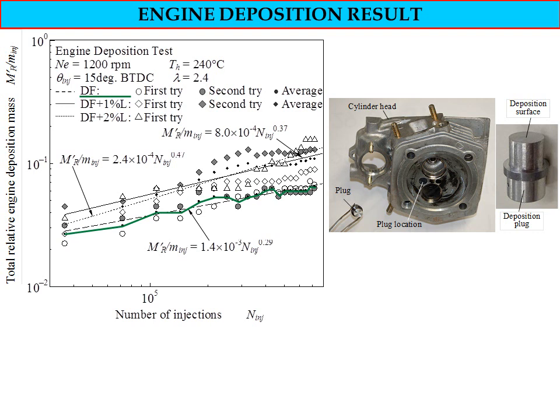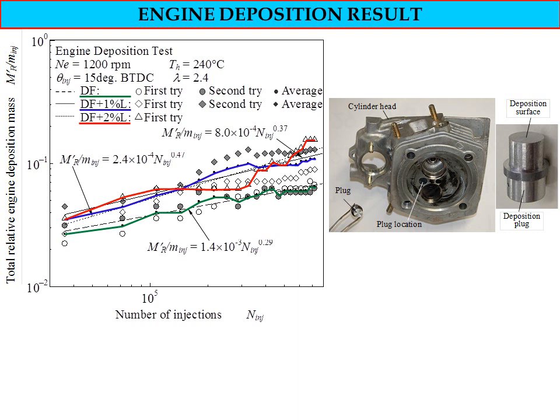Okay, so if you look at what I call the green color line, the green color line shows the amount of deposit accumulated for DF. The blue color line represents the amount of deposit formation for DF plus 1% lubricant. So we can see that DF plus 1% lubricant obtains a higher amount of deposit accumulation compared to typical diesel fuel, DF.